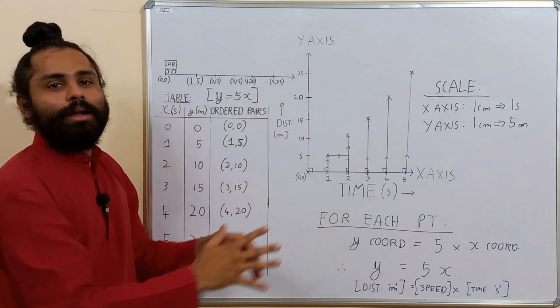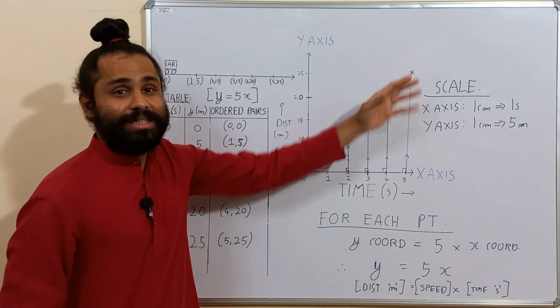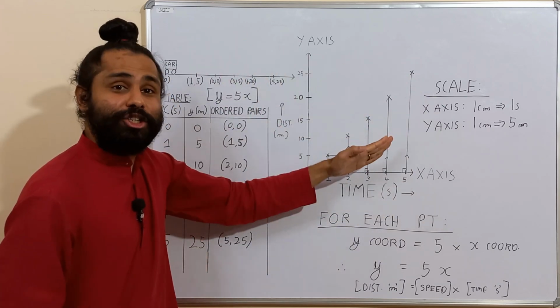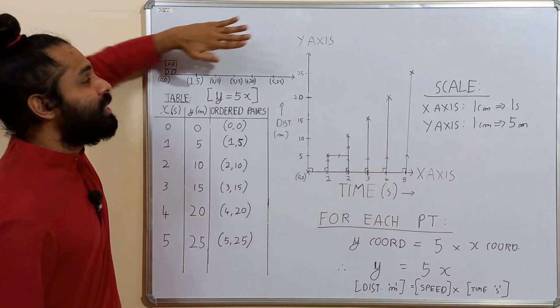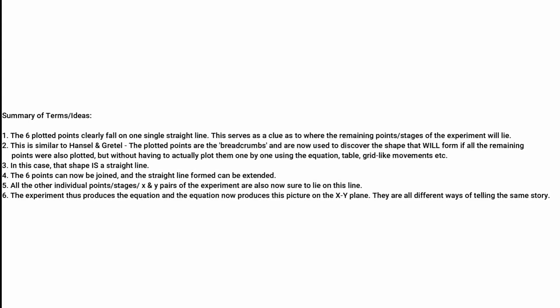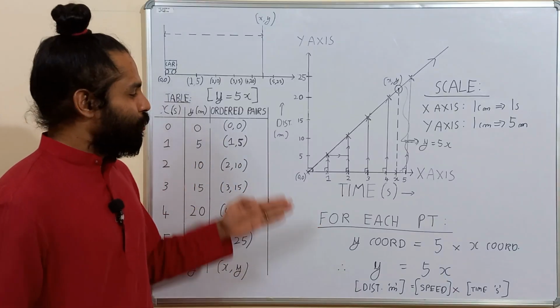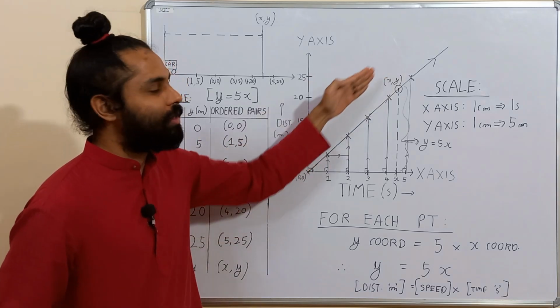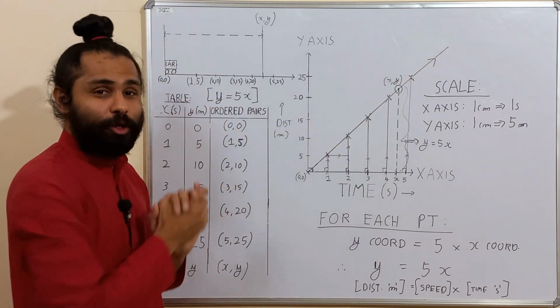So Hansel and Gretel saves the day. Now we have incentive to draw the line through these points and therefore get the final picture of this equation, and therefore the final picture of every stage in our original experiment. So now, thanks to our friends Hansel and Gretel, we have drawn the line and connected all the 6 plotted points, and we've also extended it and got the picture of our equation.